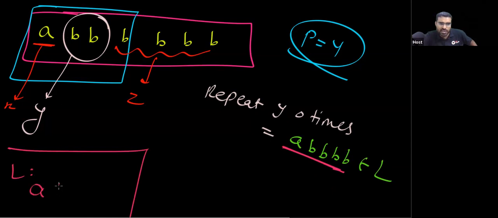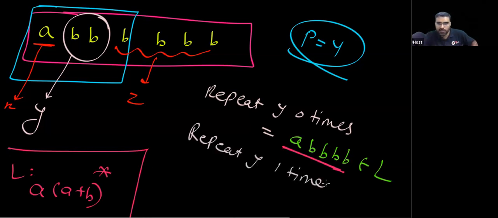Your language is starting with a. Now you tell me, if I repeat this y one time, what will I get? I will get this entire string, this w itself. And you can notice that also belongs to L.